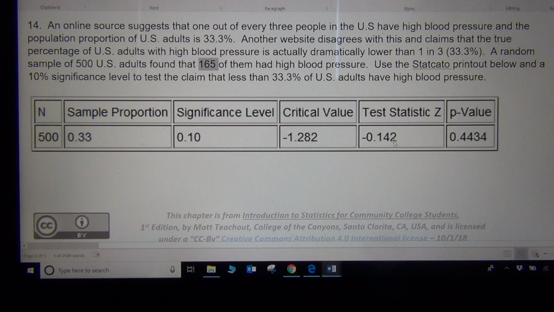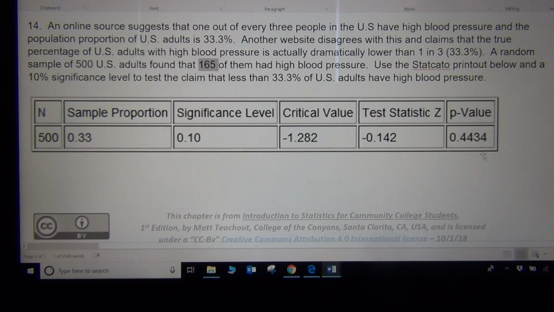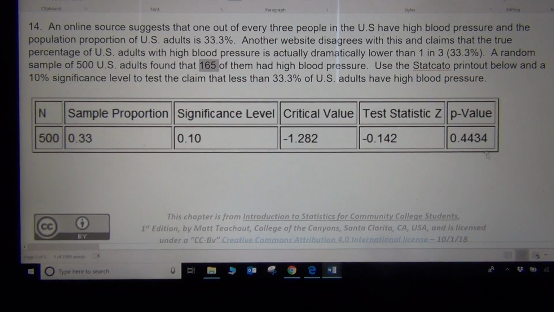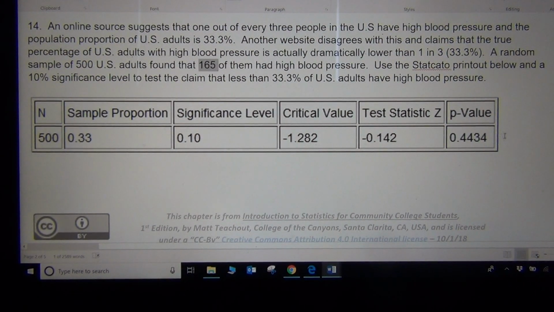Now, could this sample data just be a result of sampling variability? Definitely. Look at the p-value. We got a 44.34% p-value. That's very big. That's 44%. That's definitely a lot bigger than the 10% significance level. So we definitely have a very high p-value. And remember, if you have a low p-value, lower than the significance level, then it's unlikely to be sampling variability. High p-value means it could be sampling variability. Doesn't guarantee it is, but it could be. So this definitely is a could be situation. This little bit of difference between 0.33 and 0.333 is probably the result of just sampling variability.